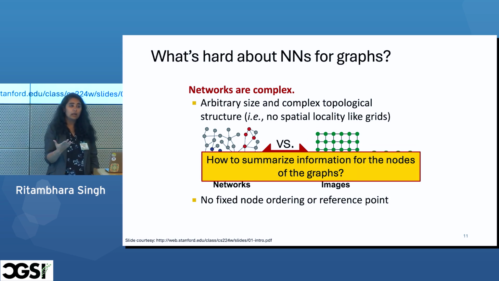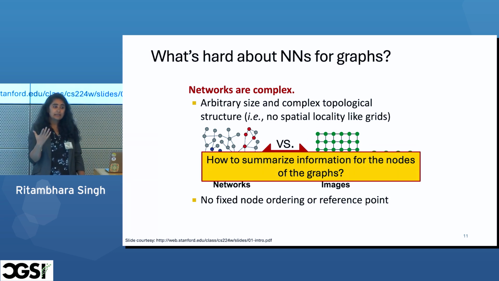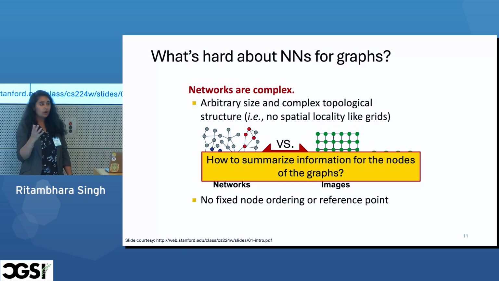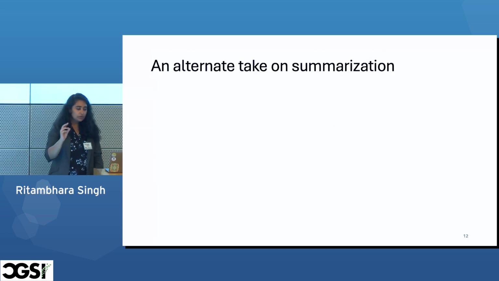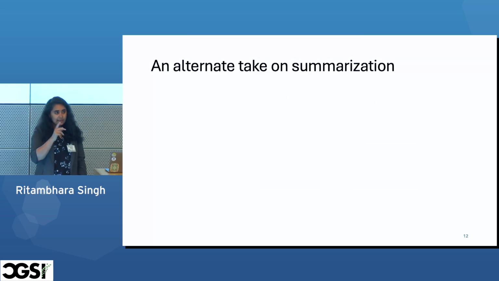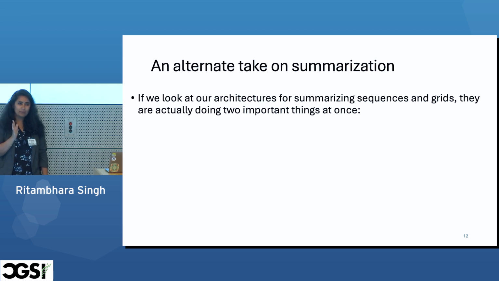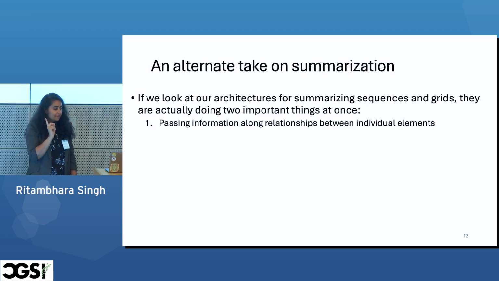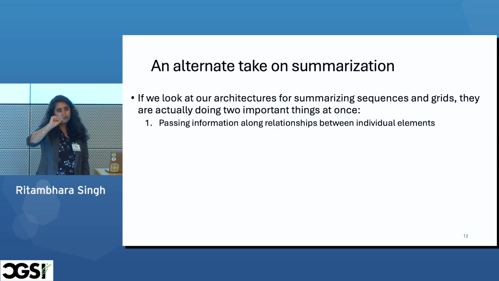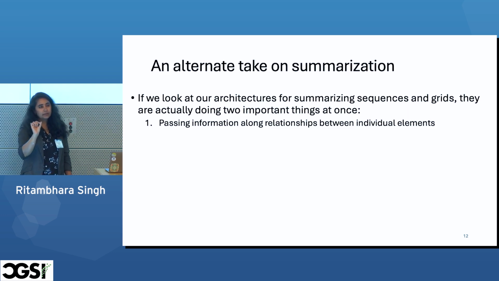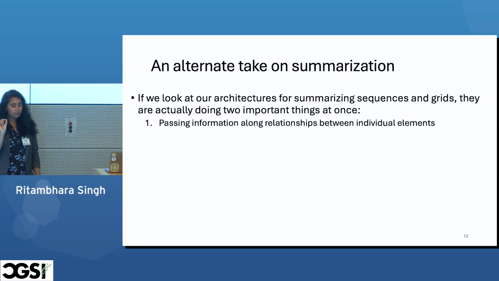So then the question becomes, how do we summarize information along the nodes of the graph? So let's take a slightly different view of summarization. What's happening with our data summarization? We are basically doing two things. First is, we are passing information along the elements of the data which have a relationship.